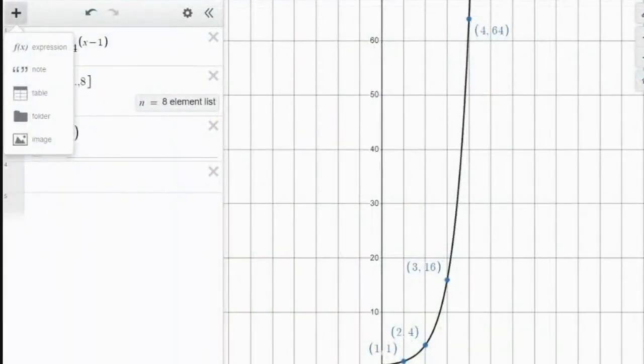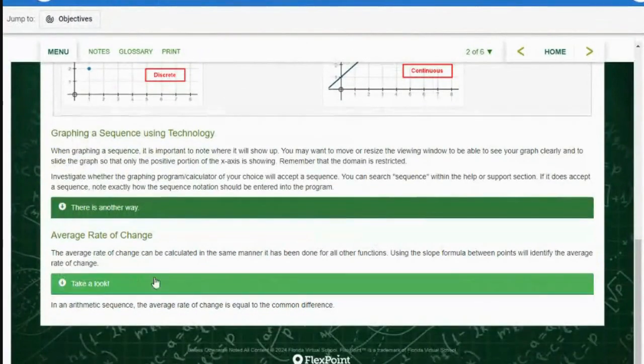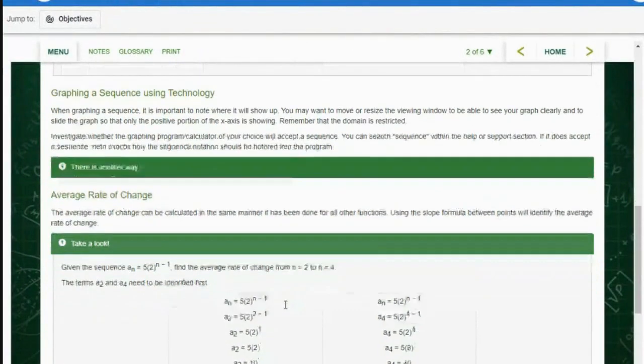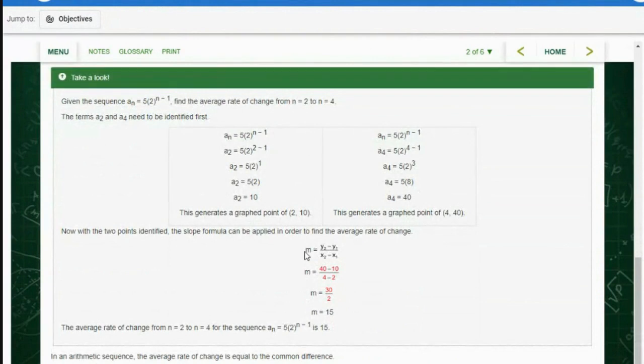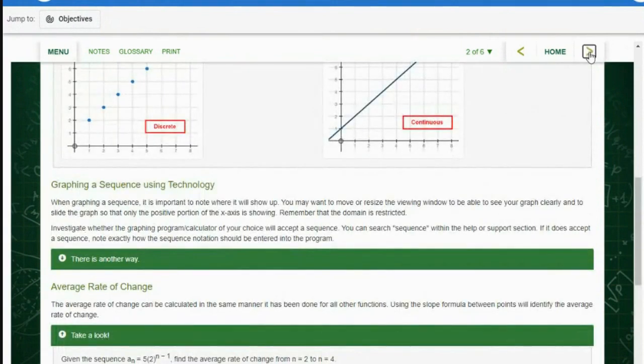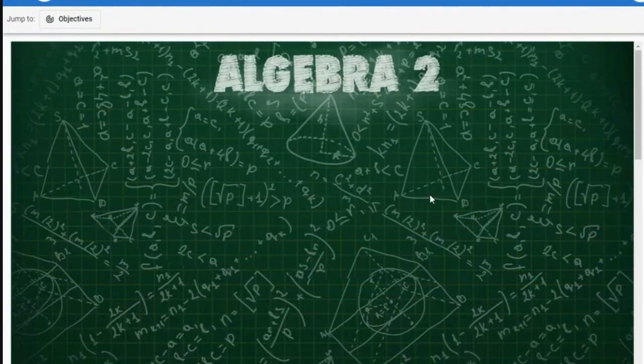All right, let's go back. Average rate of change. There's that formula, m equals y2 minus y1 over x2 minus x1. So they have some examples there that you can look at in our lesson.